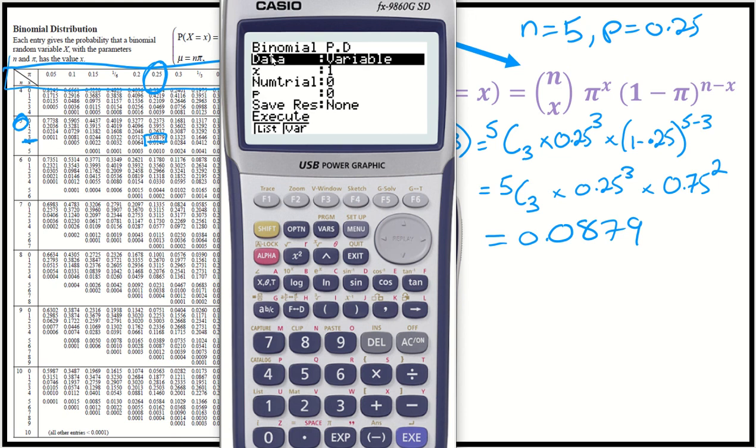So I need to make sure that my data says variable. If it doesn't, so the default, if I reset, often says list here, and so I just need to change that by pressing F2, and that changes it to variable. Now the X value, I want to find the probability of getting 3 bones that are foot bones. My number of trials is 5, and my P, my probability of success, is 0.25. And I'm going to solve that, and there is exactly that same probability, 0.0879 rounded. So there are 3 methods that you could use to find this probability.